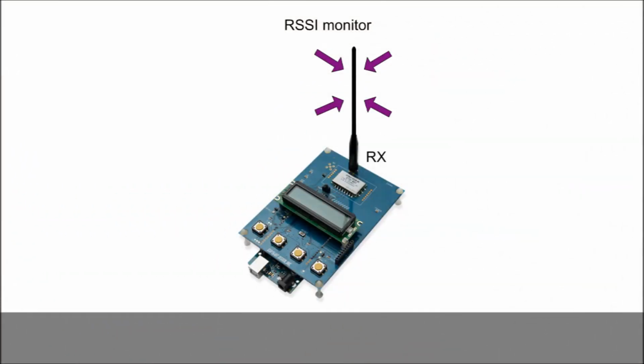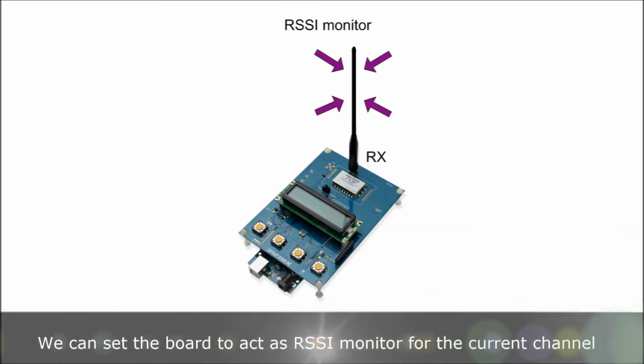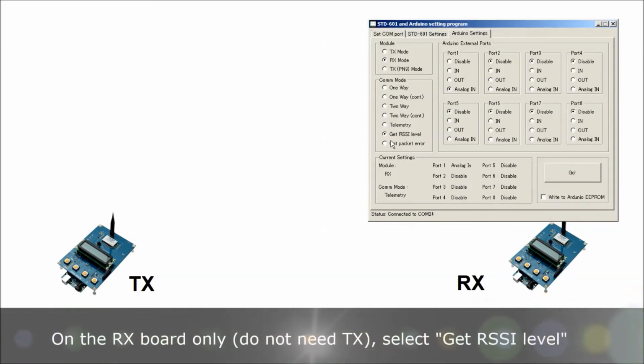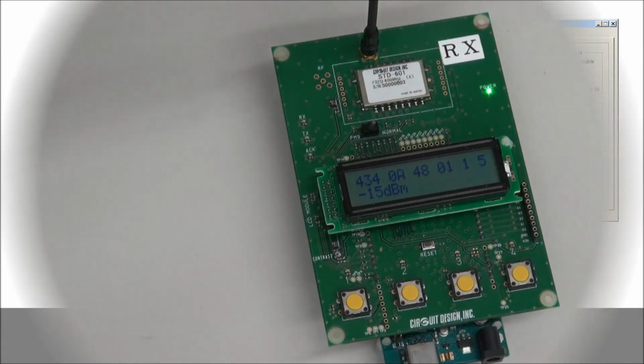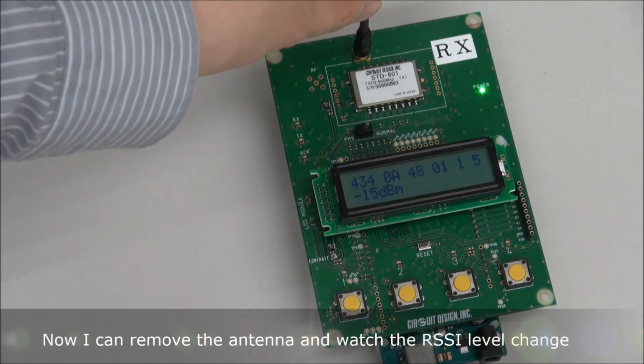We can set the board to act as RSSI monitor for the current channel. On the RX board only, we do not need TX, select Get RSSI Level. Now I can remove the antenna and watch the RSSI level change.